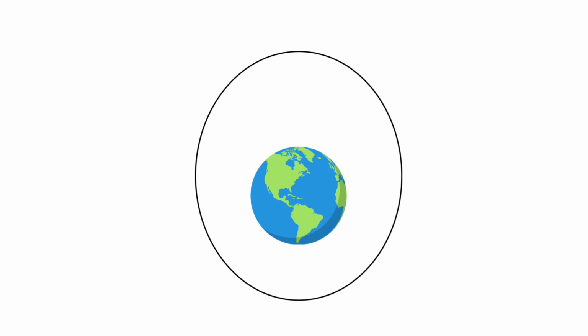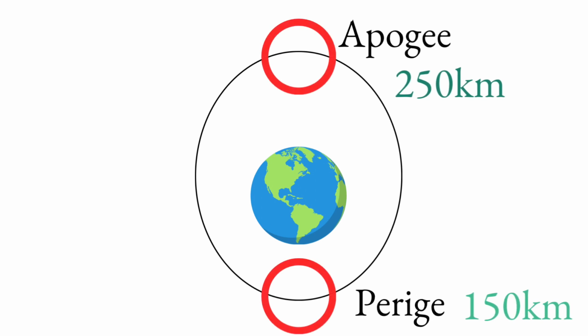Some basic terms you should know are the apogee and the perigee. The apogee is the furthest point in the orbit from Earth, and the perigee is the closest point in the orbit from Earth.